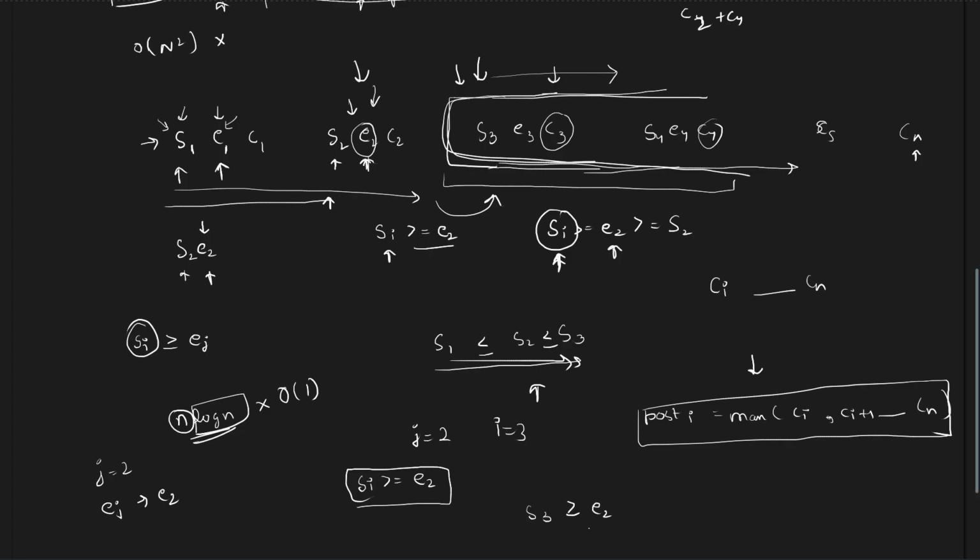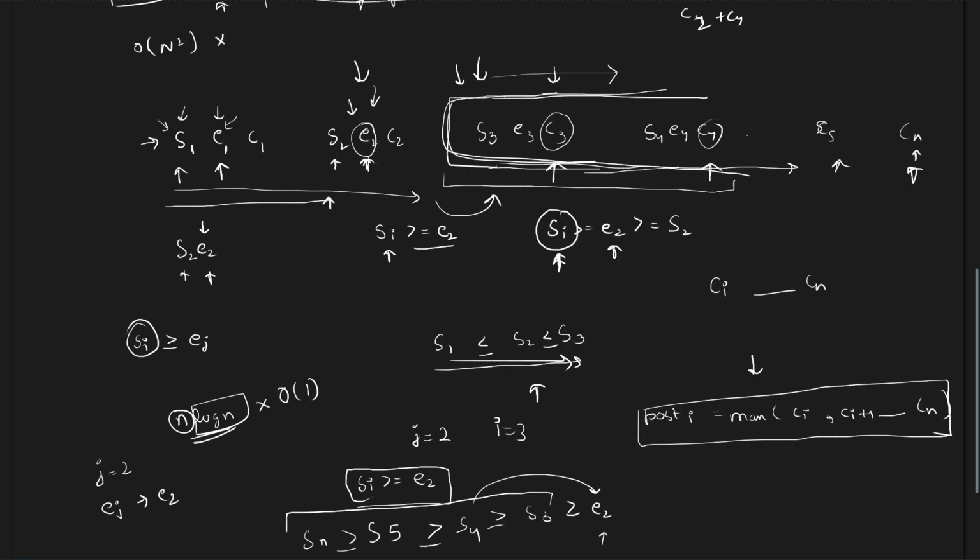If S3 is greater than or equal to E2, we know that S4 is greater than or equal to S3, so it will always be greater than or equal to E2. Similarly, I can write S5 here, and also Sn. So I have to consider the maximum value of the cost among all these values, since all these S are greater than or equal to E2.